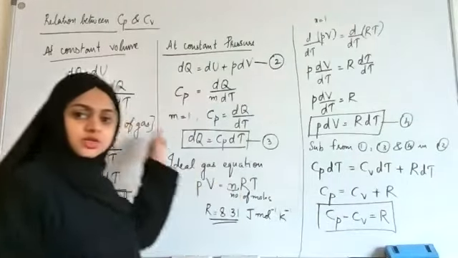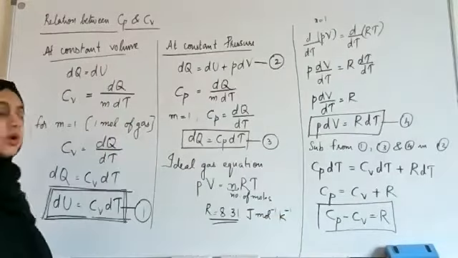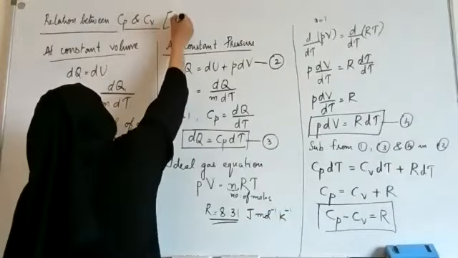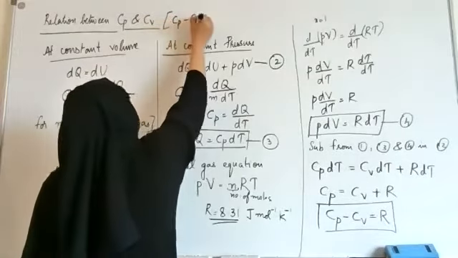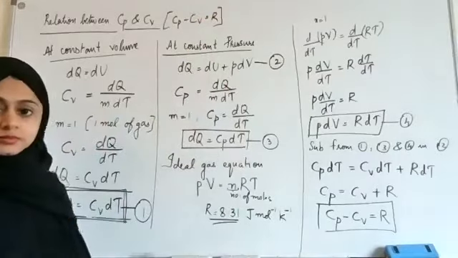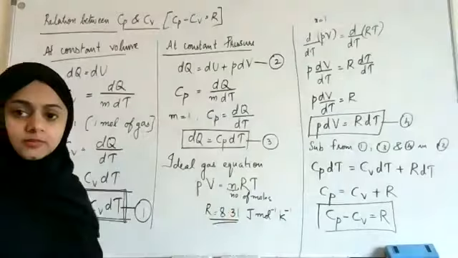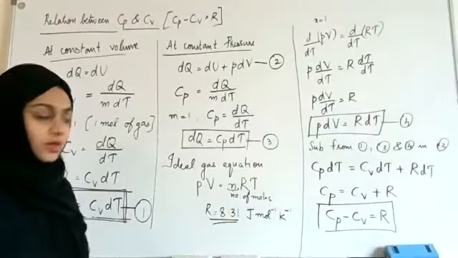So is this clear to you how we derive the equation Cp minus Cv is equal to R? So that's the equation. Is it clear? Yes, it's clear. Should I repeat? No, it is clear. Okay.